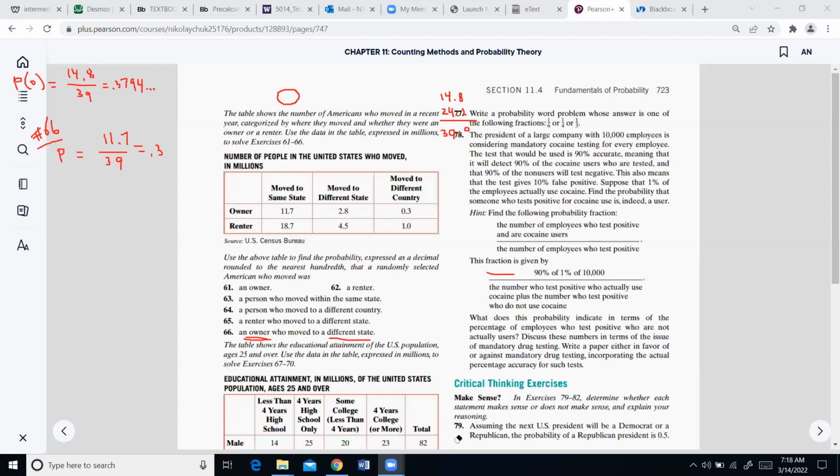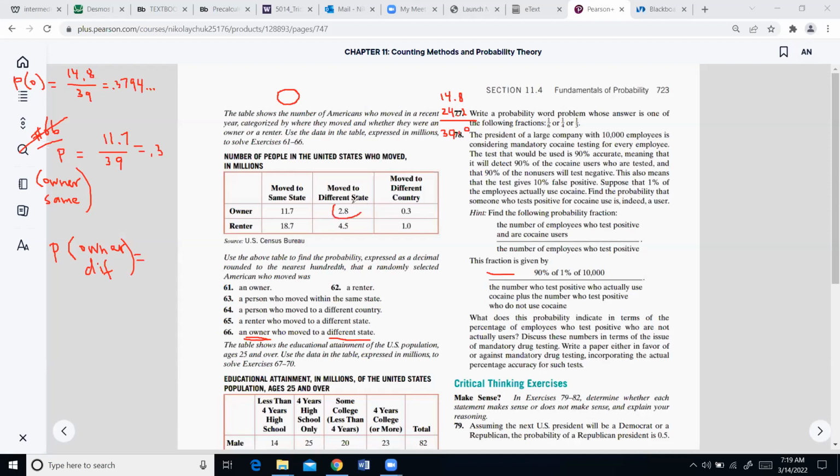So exercise 66 was not a very lucky problem for me. I think the problem that I actually did, I should have written it here. The owner that moved to the same state. So the probability I found here was of the owner that moved to the same state. And that wasn't 66, that's different. So the one that they want is owner that moved to the different state. See, it's better to clarify in the parentheses, so that way we never go wrong. I wasn't careful. You're absolutely correct. Thank you so much for double checking.